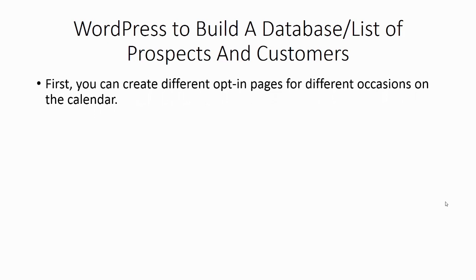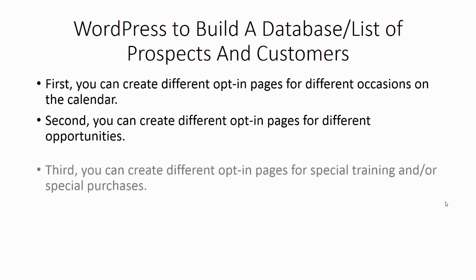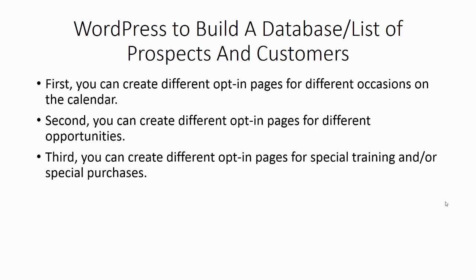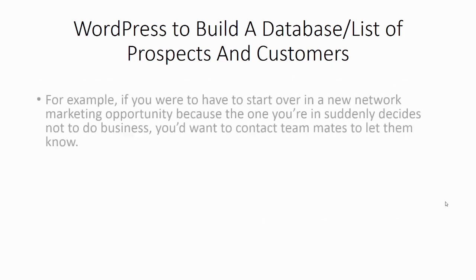First, you can create different opt-in pages for different occasions on the calendar. Second, you can create different opt-in pages for different opportunities. Third, you can create different opt-in pages for special training or special purposes. By keeping contact with the prospects and customers that come in contact with your brand, your email list becomes one of your most important assets.